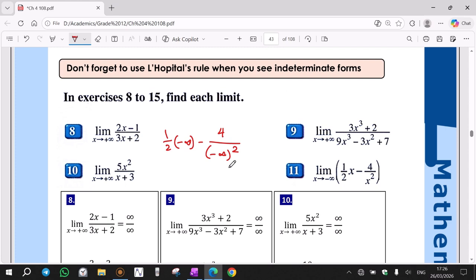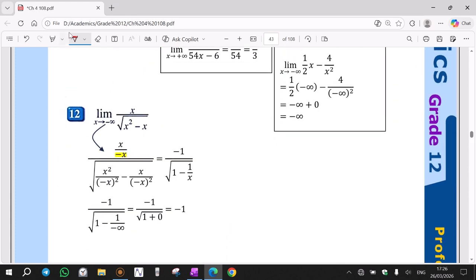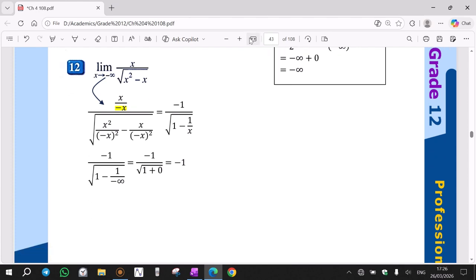4 divided by infinity is 0. 1 over 2 times negative infinity. The result will be negative infinity minus 0, which is just negative infinity. This limit is negative infinity. If the result of the limit is negative infinity, that means we don't have a horizontal asymptote.